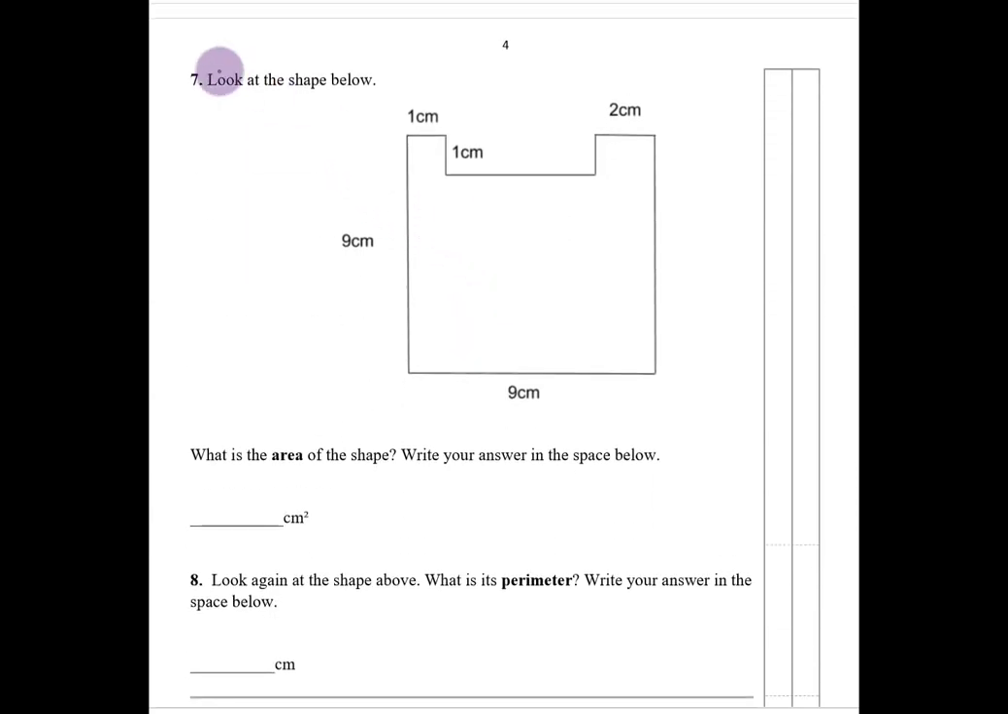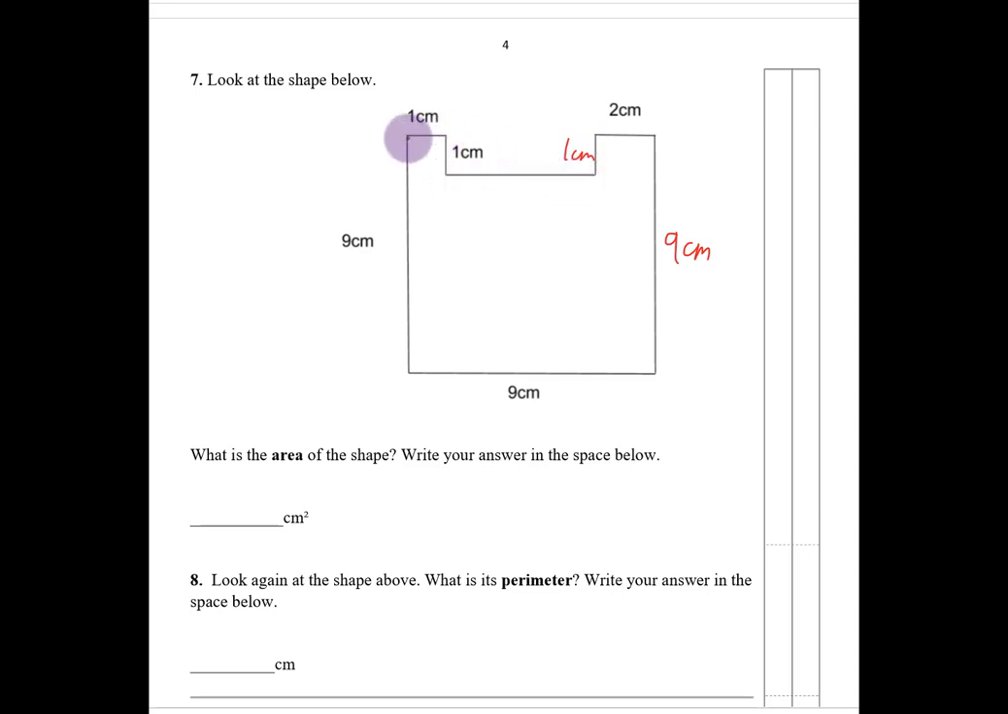Number 7, look at the shape below. What is the area of the shape? Write your answer in the space below. Whenever we're doing area, it's always good to write on all the sides we don't know. So this will be 9, this is the same length, this will be 9, this is 1 centimeter, which means this will be 1 centimeter, and we need to know the distance from here to here.